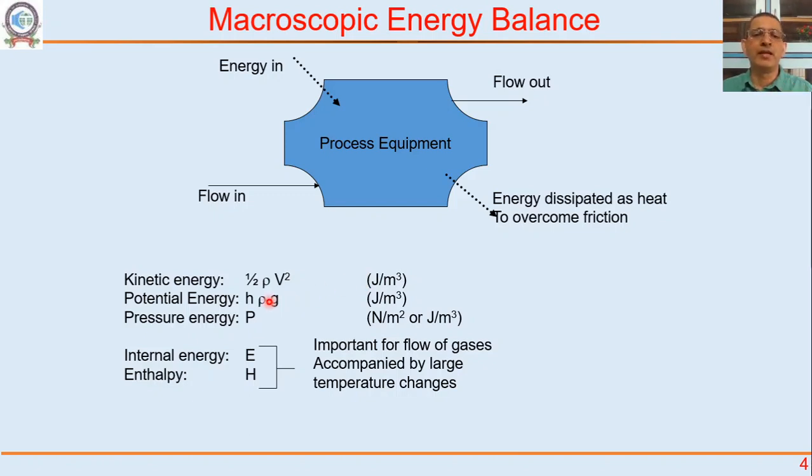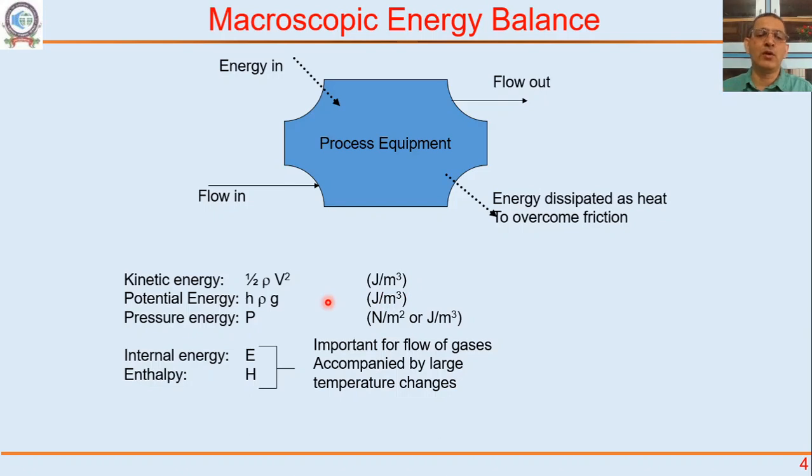Similarly, potential energy: when a certain fluid is at a certain height, there is a certain amount of potential energy. And recall from our lectures that this potential energy is with respect to some reference level. If I say the reference is ground level, the fluid is at a height of 1 meter, so the potential energy corresponds to that 1 meter of height. If I multiply h by rho g, that will give us the potential energy. Again, h rho g is in terms of joules per meter cube.